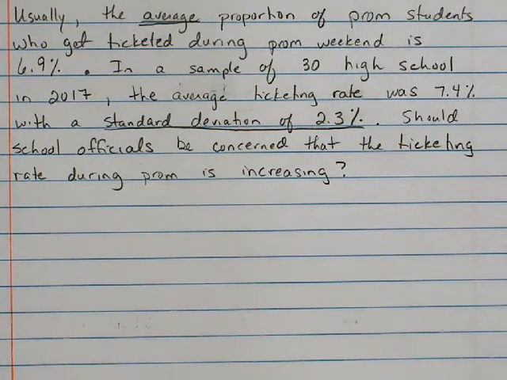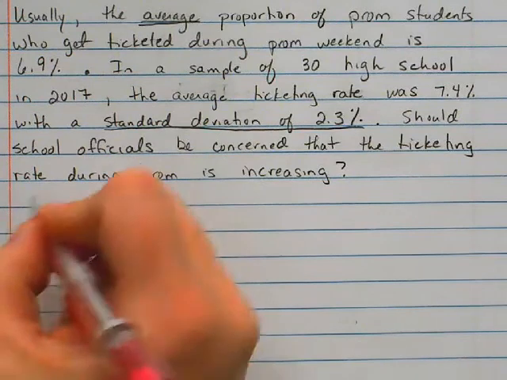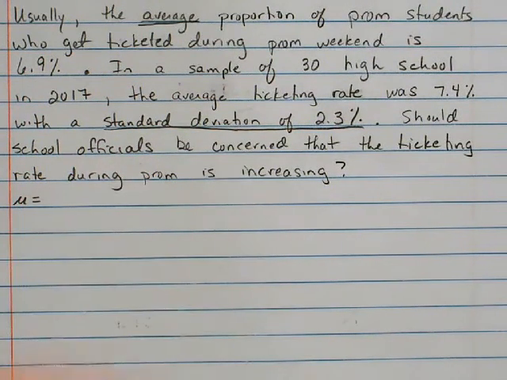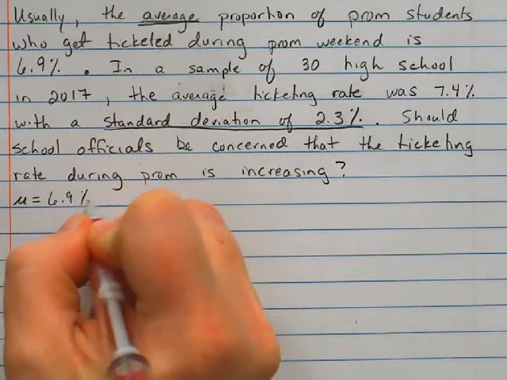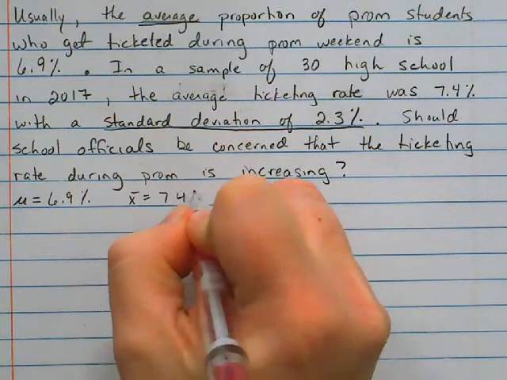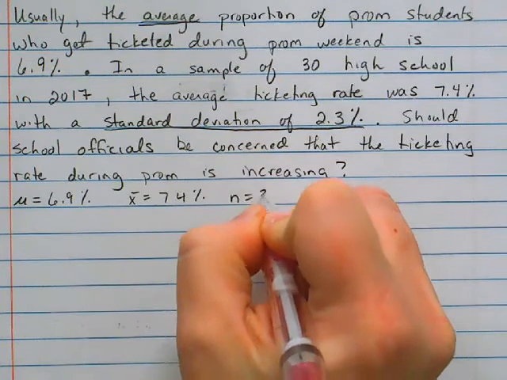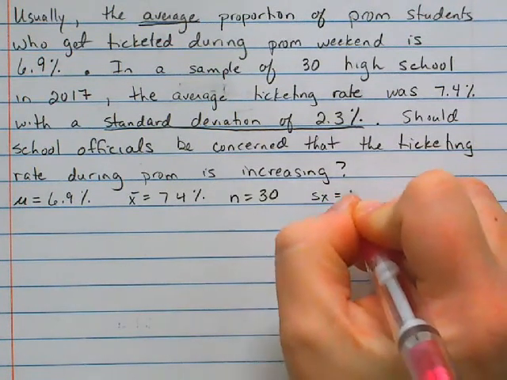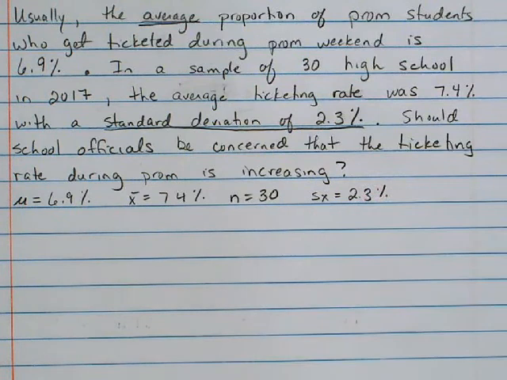I have the current rate of 6.9%. I have my observed average at 7.4%. I took a sample of 30 schools and I have a standard deviation of 2.3%. Again, do we jump right into the math? Of course not. We do our assumptions and conditions.